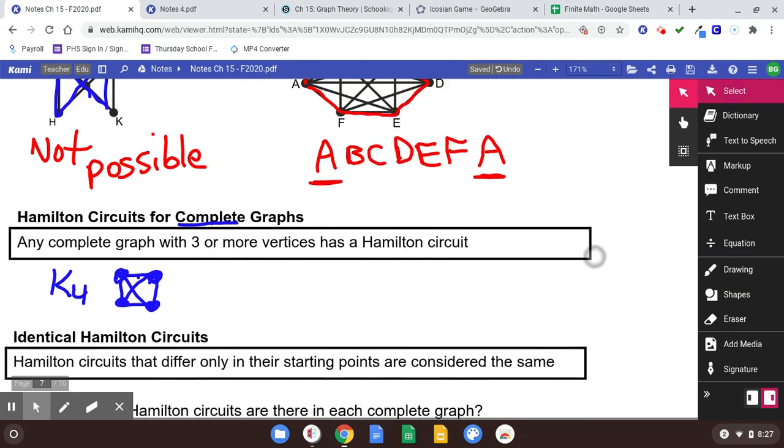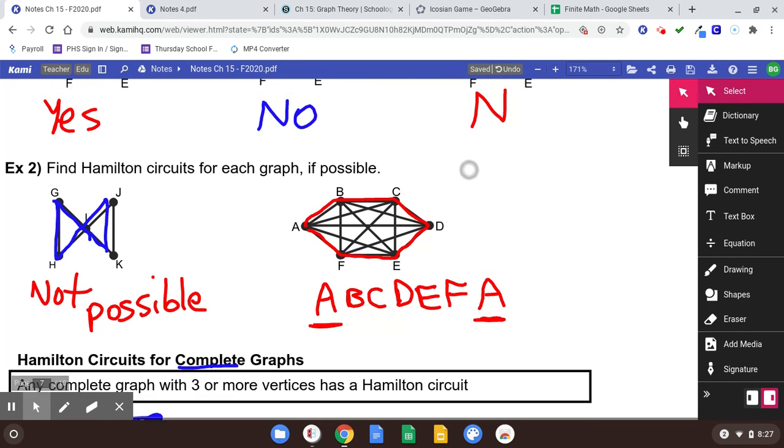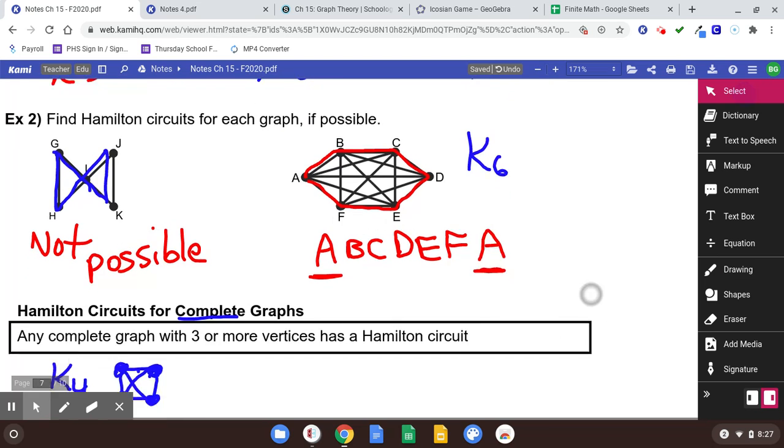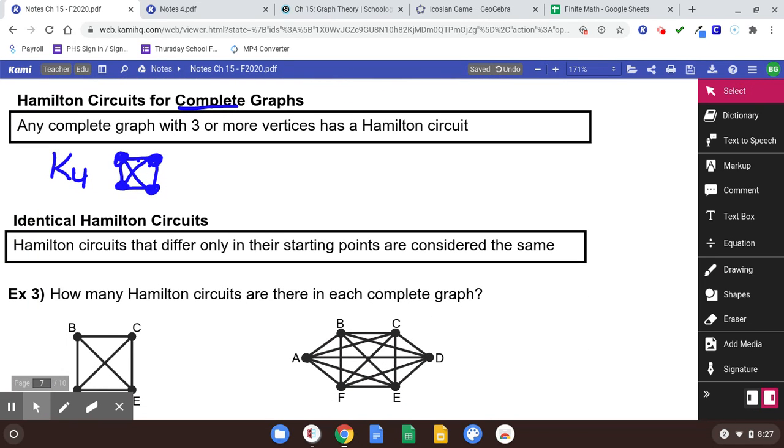But this says any complete graph with 3 or more vertices has a Hamilton circuit. And I think that's what this was right here. This was a K6. And it was pretty easy to find a Hamilton circuit. I just went around the outside. But this is saying any complete graph with 3 or more has a Hamilton circuit.